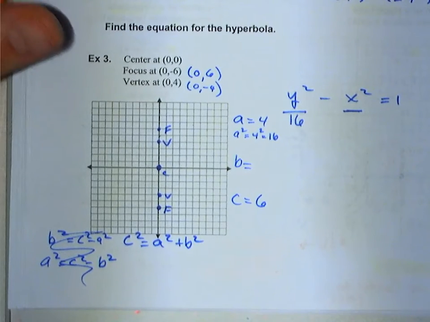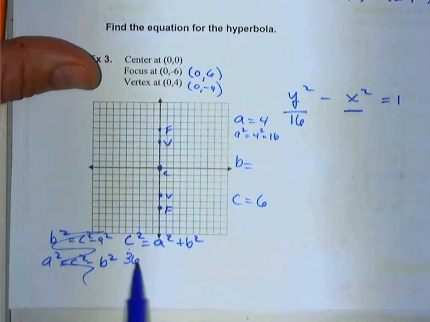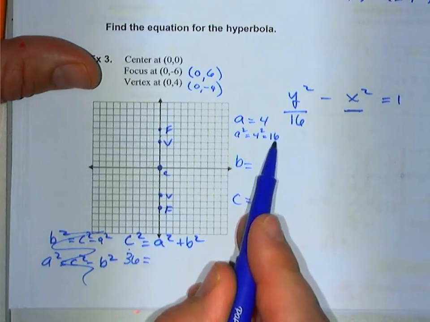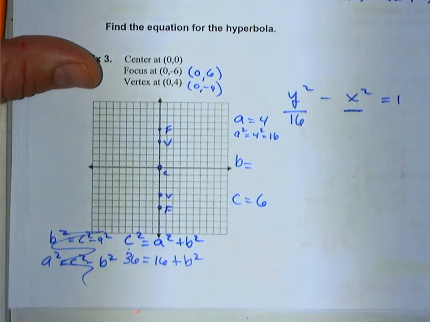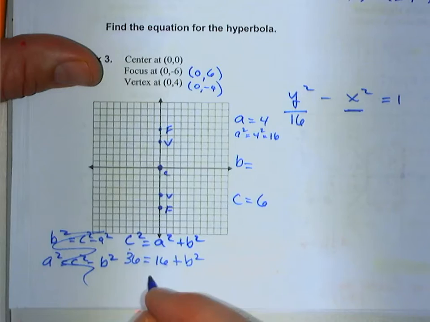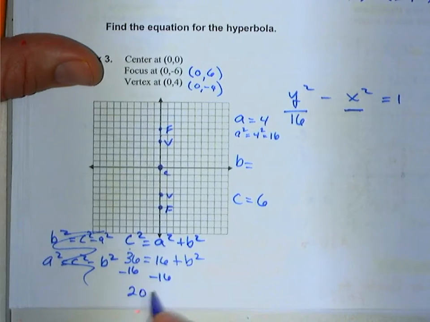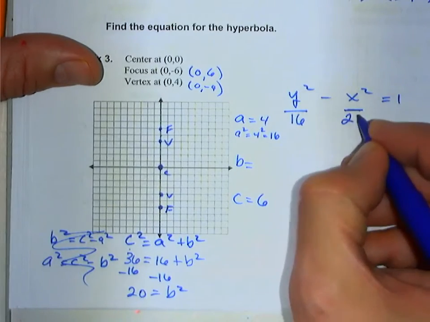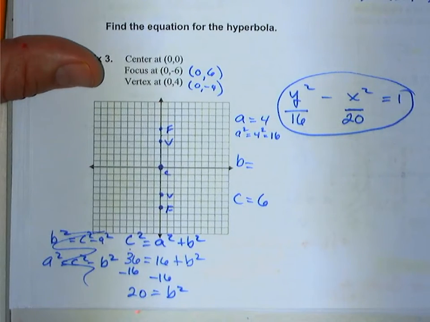Alright, so just plug these guys in. c is 6, so 6 squared is 36. a is 4, so a squared is 16. And then plus b squared. So we can go ahead and subtract that over. 36 minus 16 is 20 for b squared. So 20 is b squared, that goes here. You guys good with that?